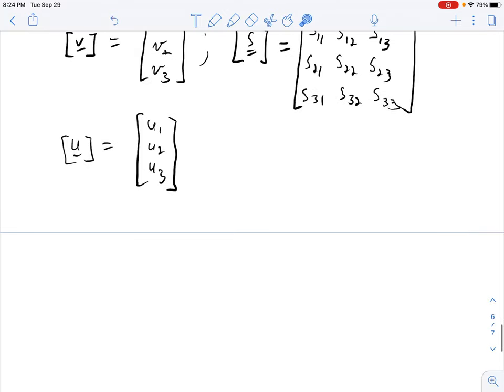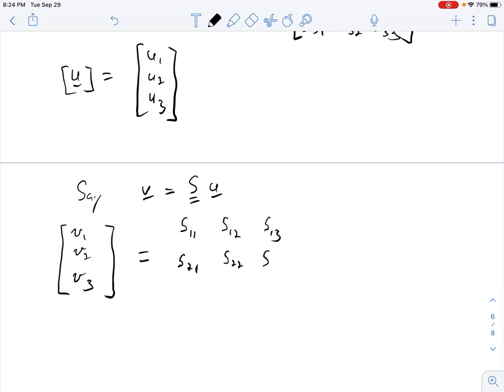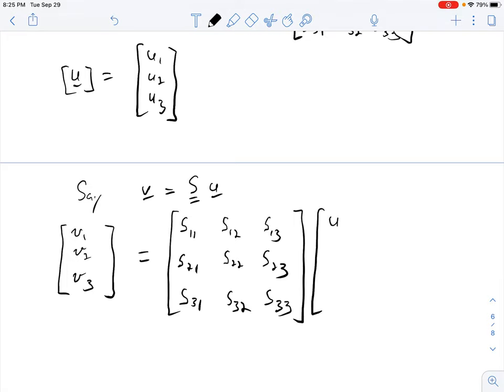All right, so let's see what is... say V is equal to S times U. As long as everything's in respect to this fixed orthonormal basis, then we have V1, V2, V3 is equal to S11... U1, U2, U3, like that.